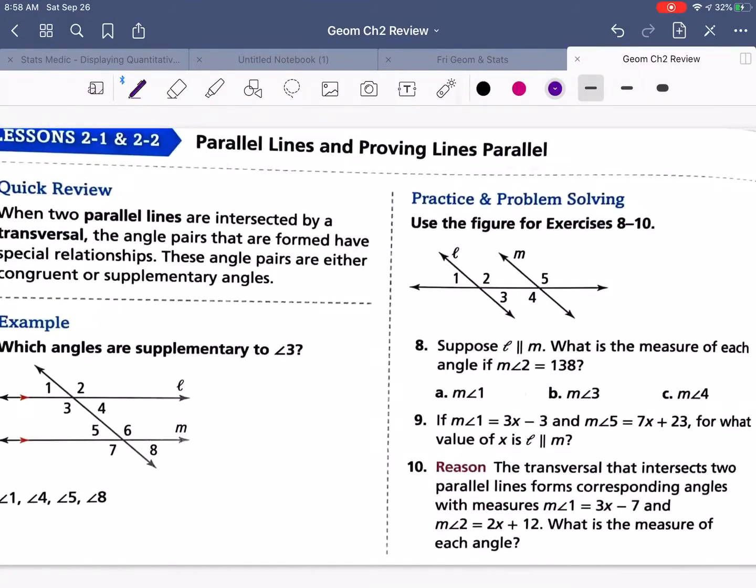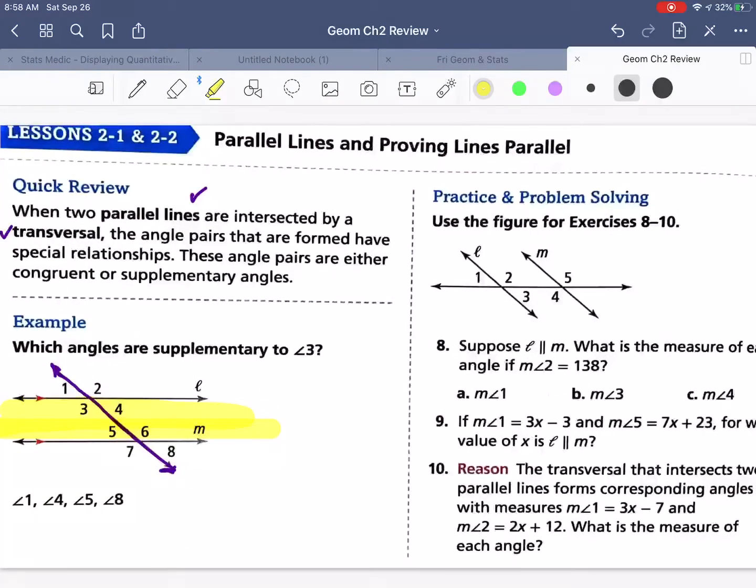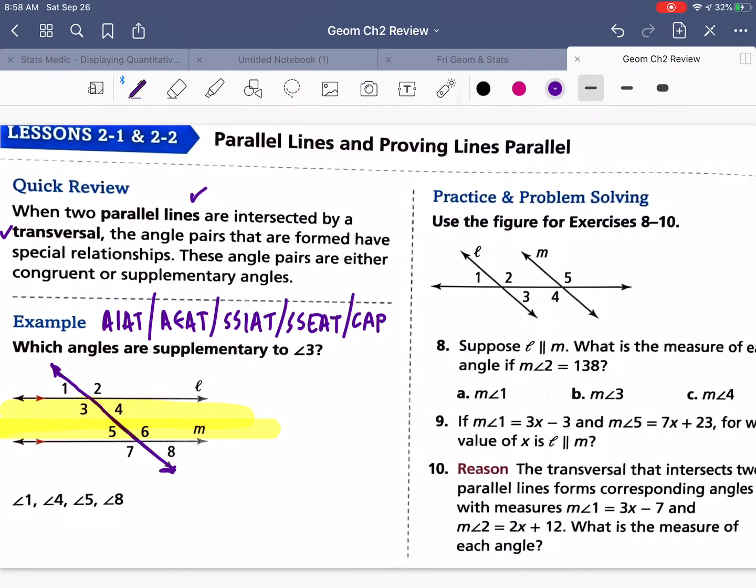So lesson 1 and 2, it says a quick review: when two parallel lines intersect a transversal. Just going to highlight that. When two parallel lines, so here are the parallel lines, and that's the space between them, there are angle pairs that are formed that have special relationships. We said there were 5 special relationships. So I'm just going to list those really quickly. It's AIAT, AEAT, SSIAT, SSEAT, and corresponding angle postulate.